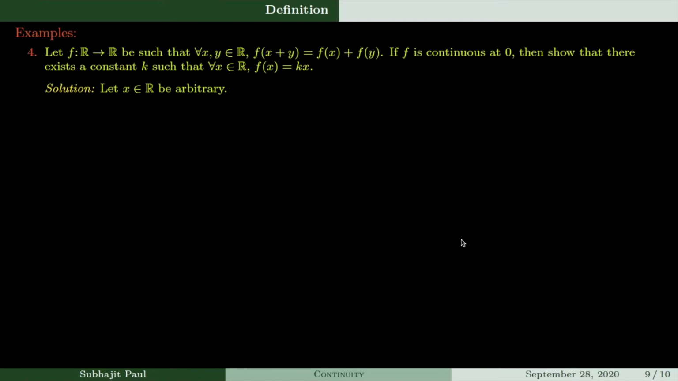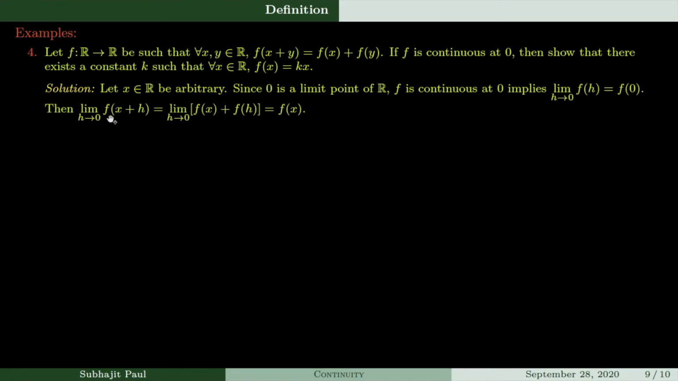Let x be arbitrary. First, there are a few steps. In the first step, we are going to show that this continuity at 0 actually translates to continuity at any point via this additive condition. Let x be arbitrary. Then, since 0 is a limit point of R, f continuous at 0 implies by definition that the limit of f(h) as h tends to 0 equals f(0). Okay, this is the definition of continuity at a limit point of the domain.